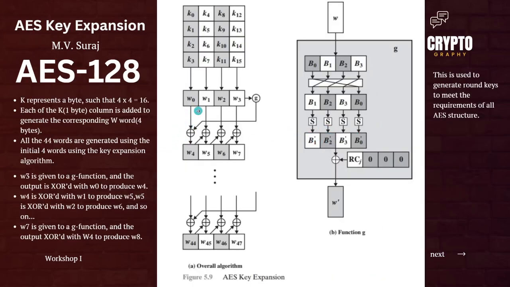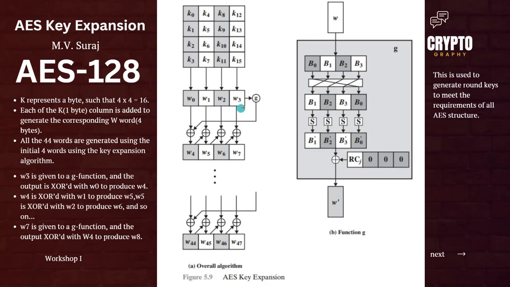But the thing is, we need 44 words, right? To get that, we would have to use the G function. I'm not sure if I mentioned this, but I'm not going to go deep into it right now. Just after I finish explaining what's going on here, I will explain it. So now we have all these words.